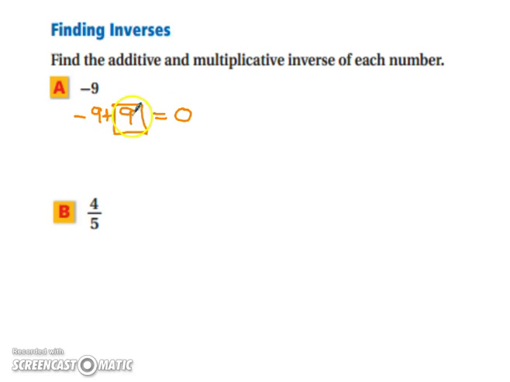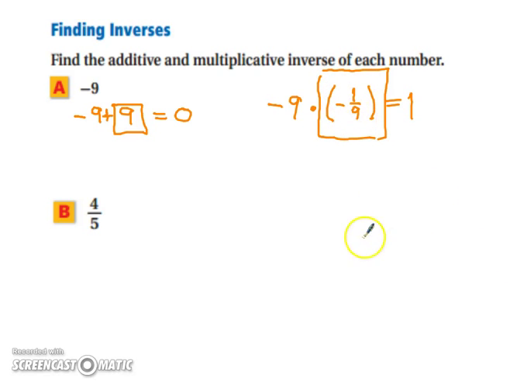Now you need your multiplicative inverse. So we've got -9 times -1/9, because that's going to give us 1. So your additive inverse gives 0, your multiplicative inverse gives 1. And the only way to get 1 is to multiply by the reciprocal. All right, take a moment, pause the video and try B. When you return, the answer will be revealed.